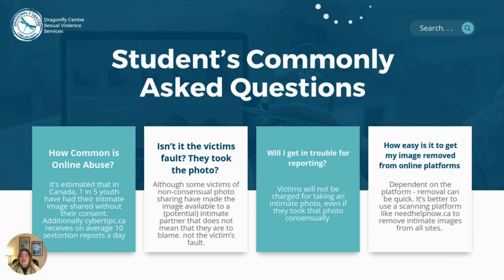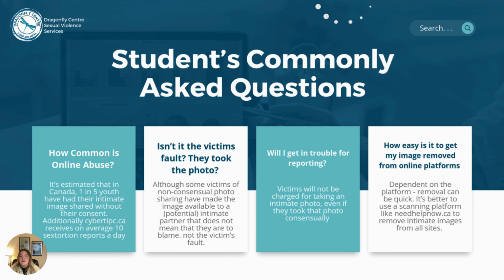It's estimated that in Canada, 1 in 5 youth have had their intimate image shared without their consent. Additionally, cybertip.ca receives an average of 10 sextortion reports per day. This issue is far more prevalent than many people realize.